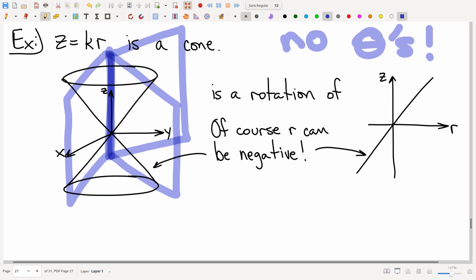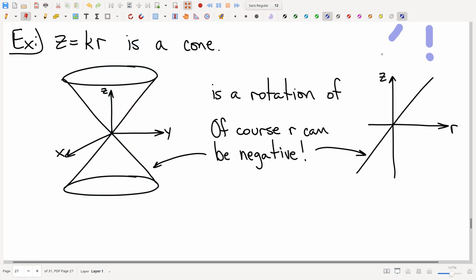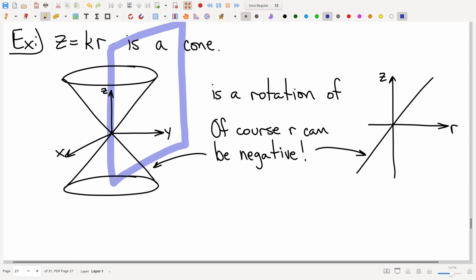And you've got to love it when that happens, right? So easy freebie. When you notice there's no thetas in your cylindrical equation, rotationally symmetric. And if you want to understand something that's rotationally symmetric, you only need to understand any single cross section. It doesn't matter which one. So, for example, I could look at this value of theta, whatever that value of theta is. Right? Pick a theta. Who cares? They're all the same.